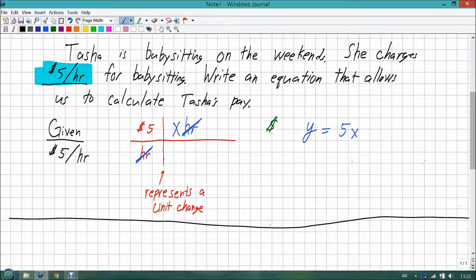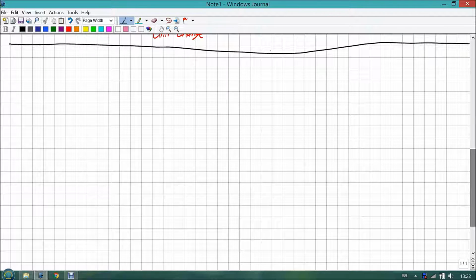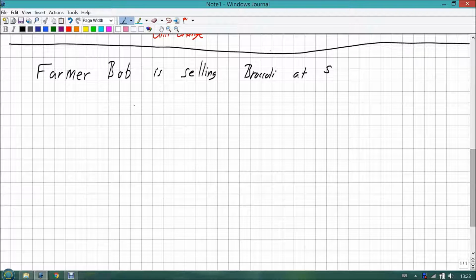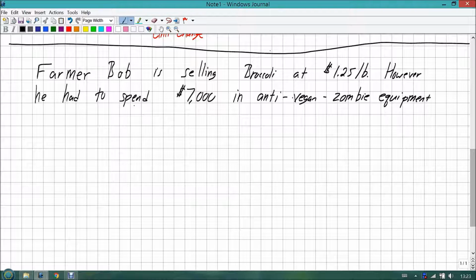So let's go on to the next piece. Now, the next piece is another word problem, and this piece is going to involve our good friend, Farmer Bob. Farmer Bob is selling broccoli at $1.25 a pound. However, he had to spend $7,000 in anti-vegan zombie equipment to protect his crops.